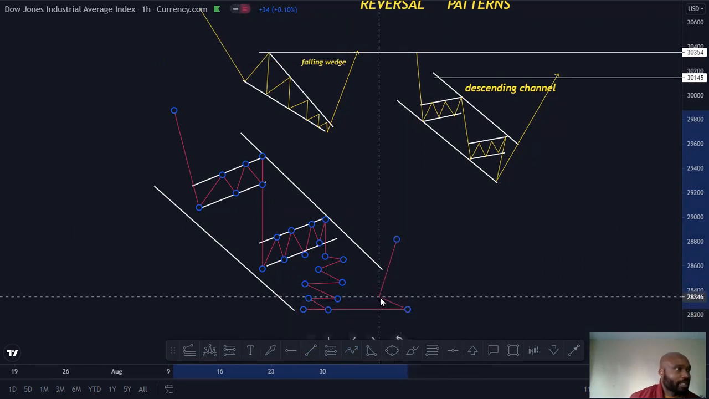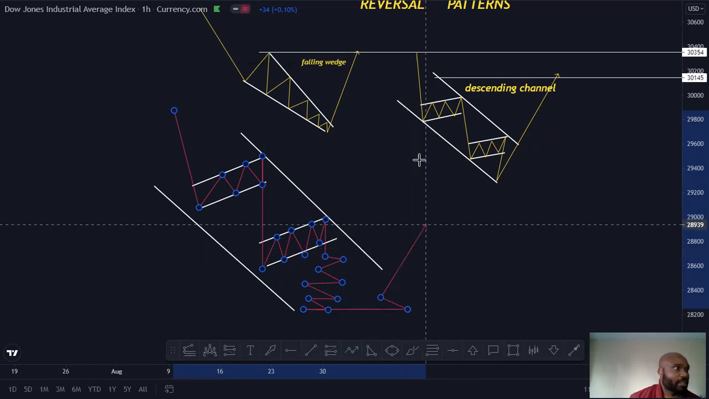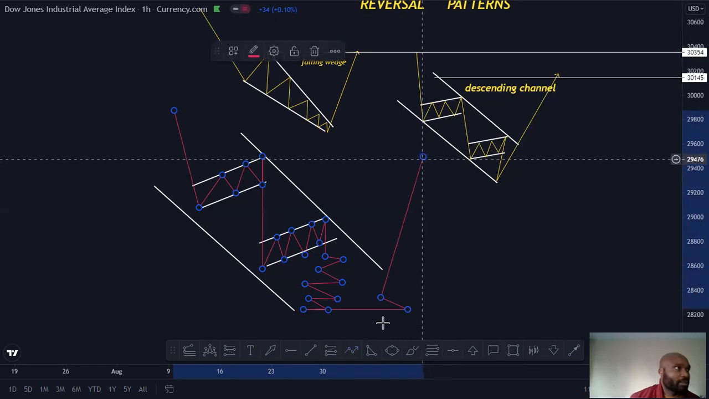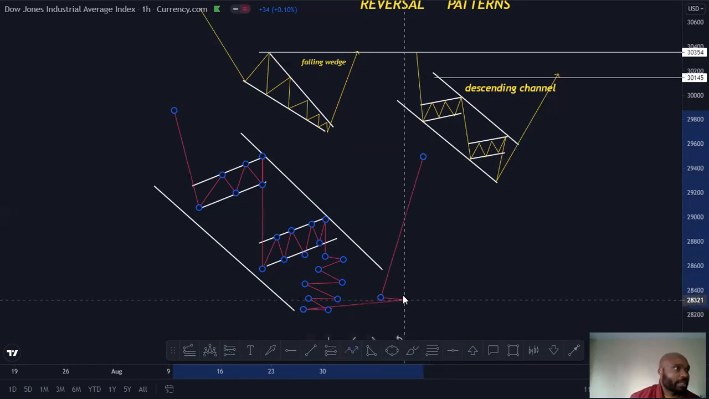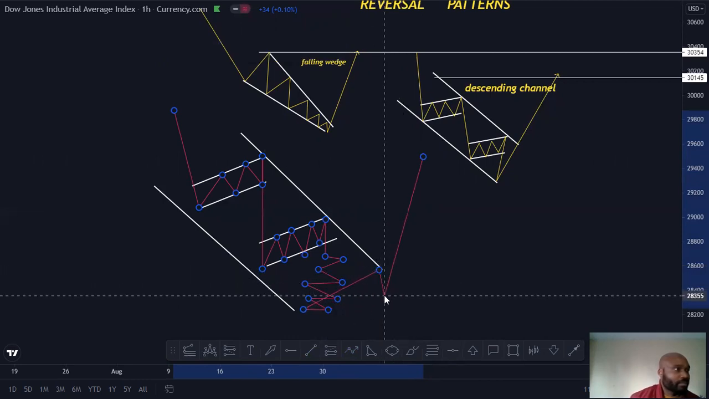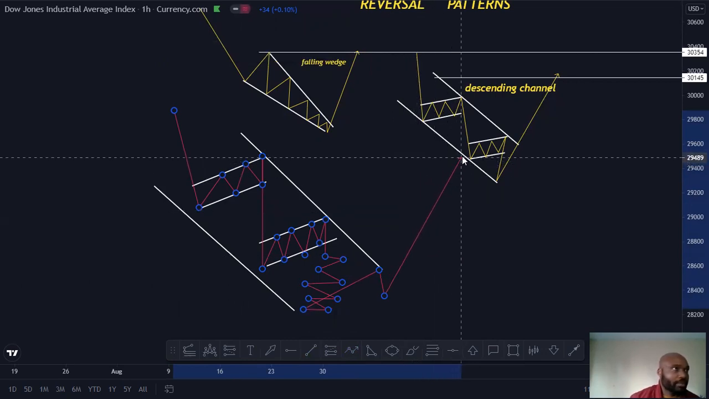Okay, this is not nicely drawn, guys. Sorry about that. But I just wanted you guys to see that what we'll be looking for is the break of that structure, right? That's what we'll be looking for. Price is actually supposed to go and break that side.